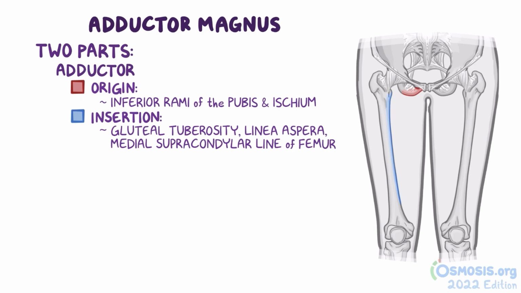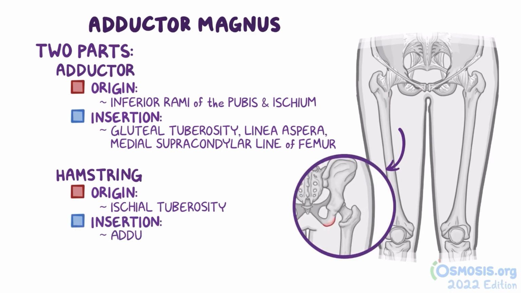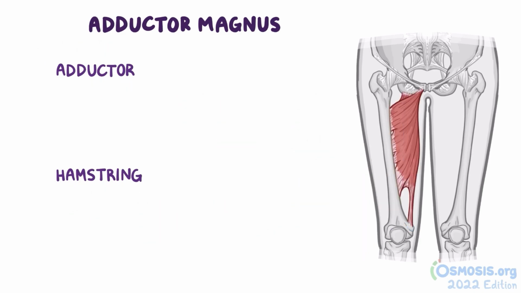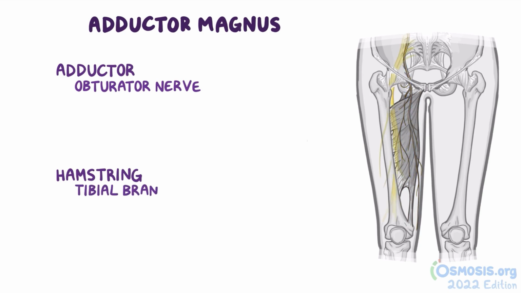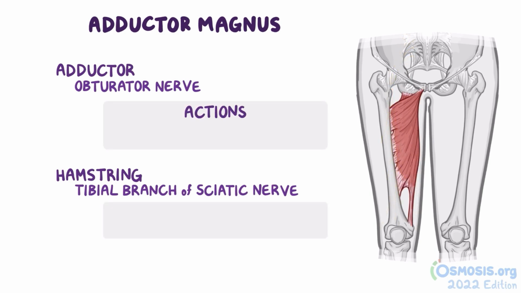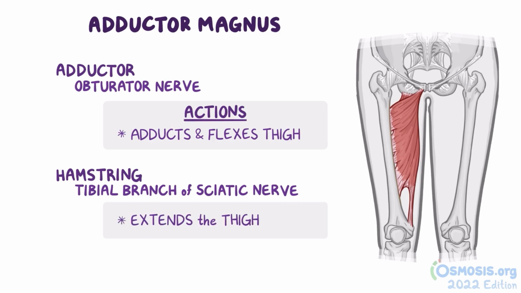The inferior segment is called the hamstring part, and it originates on the ischial tuberosity and attaches to the adductor tubercle of the femur. Regarding innervation, the adductor part is supplied by the posterior division of the obturator nerve, while the hamstring part is supplied by the tibial division of the sciatic nerve. The adductor portion adducts and flexes the thigh, whereas the hamstring portion extends the thigh.